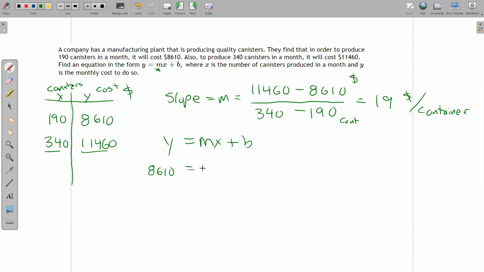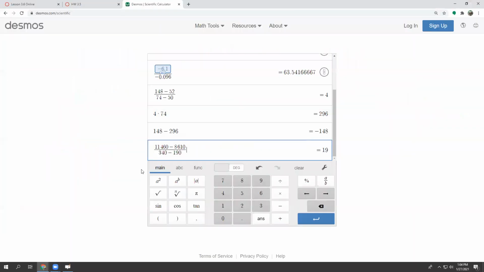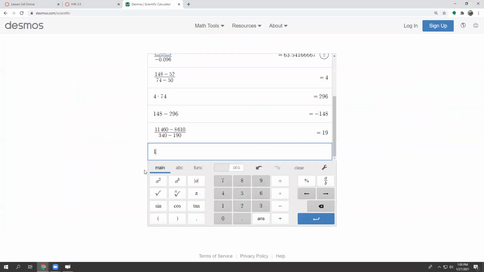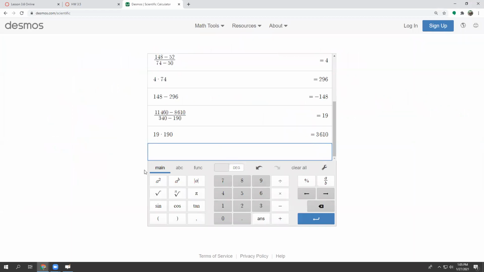8610 is my y, m is 19, and x is 190. So I need to multiply and then subtract to get that result. So I've got 19 times 190 is 3,610. And so then I want to take that away on the other side. 3610.